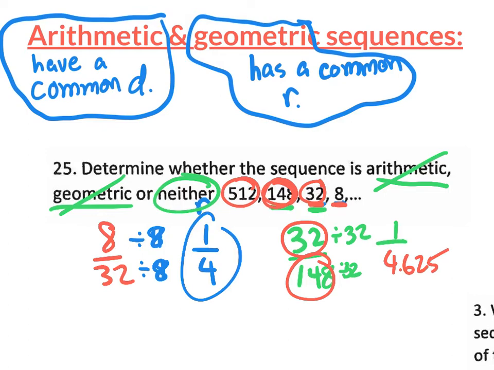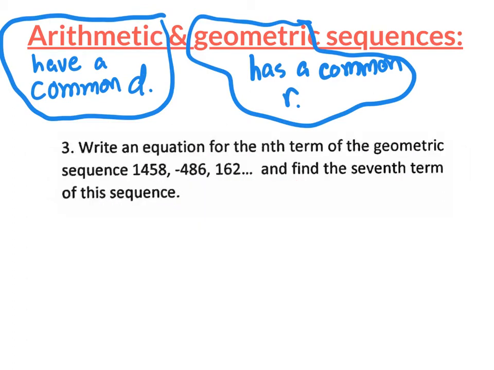Okay, it didn't work. So there is no common difference. There is no common ratio, so we say neither. Let's actually do one where we actually have to know the a sub nth rule. So the previous question was just identifying: do you have a common ratio, do you have a common difference?